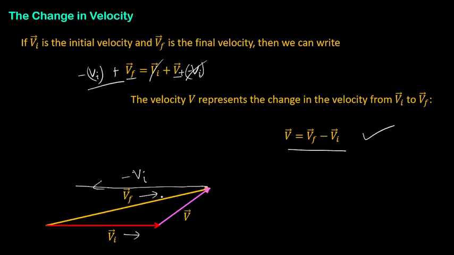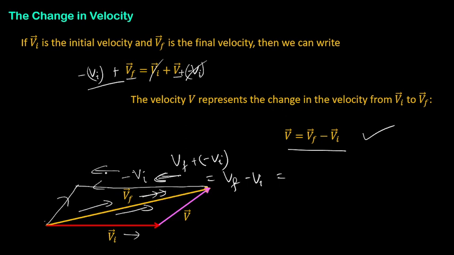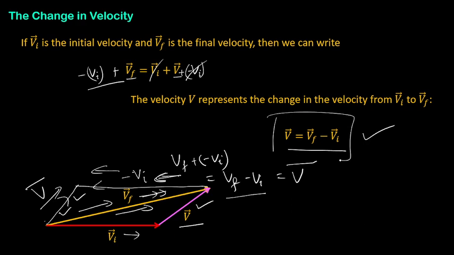And then Vf plus minus Vi, which we write as Vf minus Vi. This gives us this vector according to triangle law of vector addition. Vf plus minus Vi equals the vector V bar. This vector is parallel to this line and therefore this line represents the same vector V bar. So we write V bar. So change in velocity is simply the final velocity minus initial velocity.